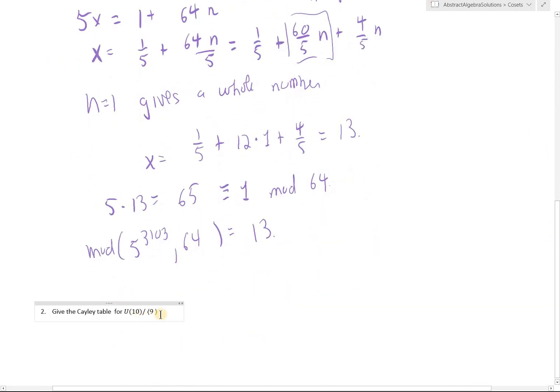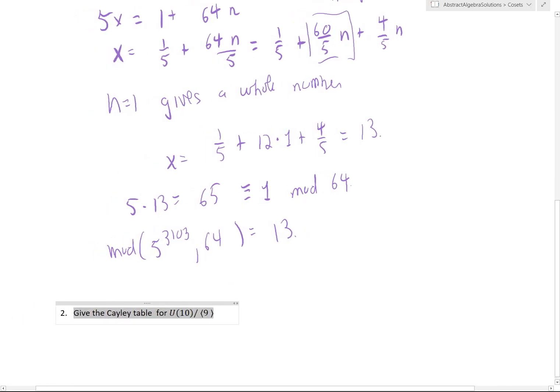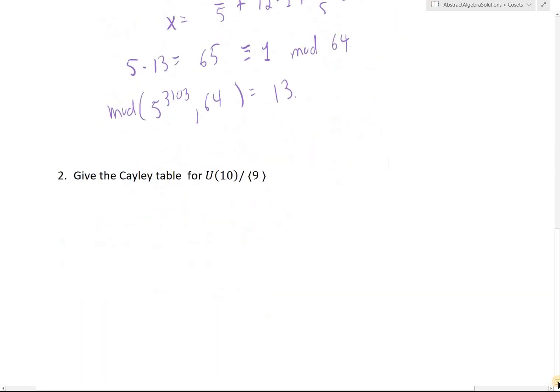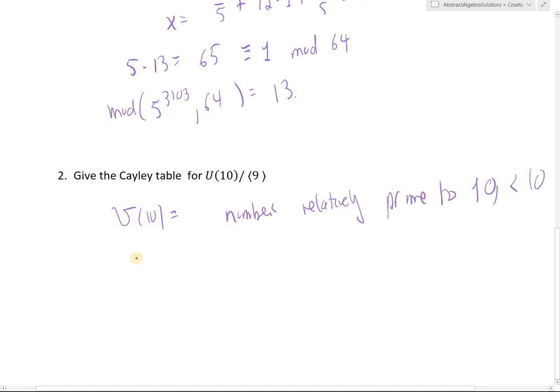Next problem was give the Cayley table for U10 mod the cyclic group generated by 9. So what is U10? U10 is the numbers less than 10, relatively prime to 10. So we have 1 is relatively prime, 2 is not, 3 is, 4 is not because they both have a common factor of 2, 5 is not, 6 is not because of a common factor of 2, 7 is, 8 is not, common factor of 2, and 9. Okay. So that's U of 10.